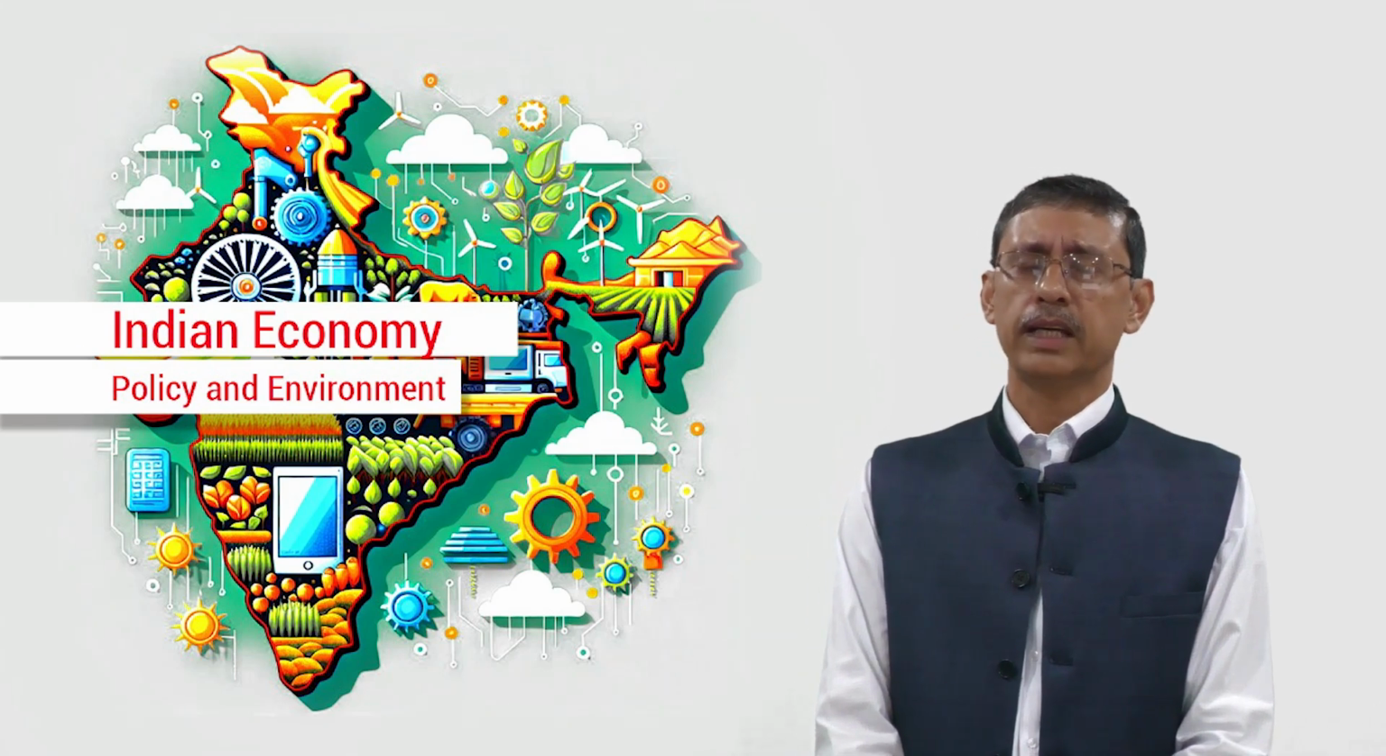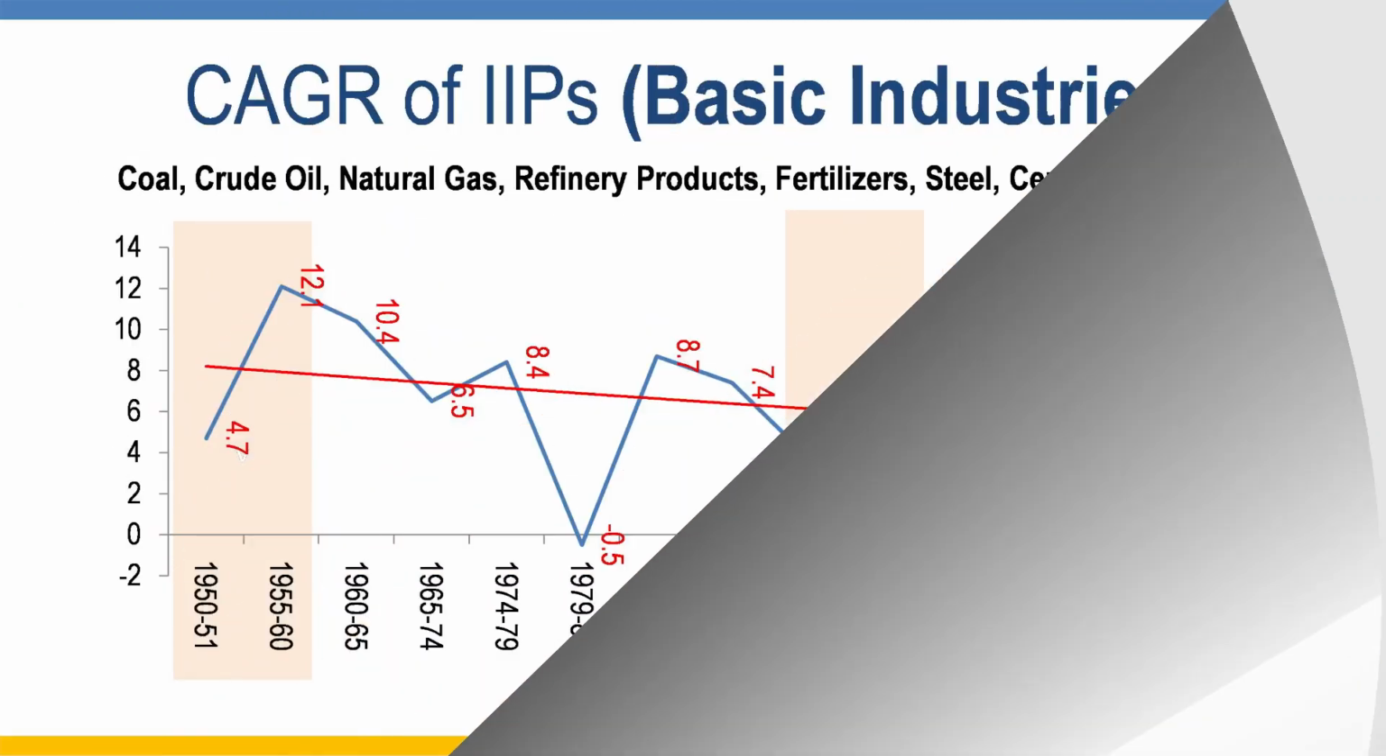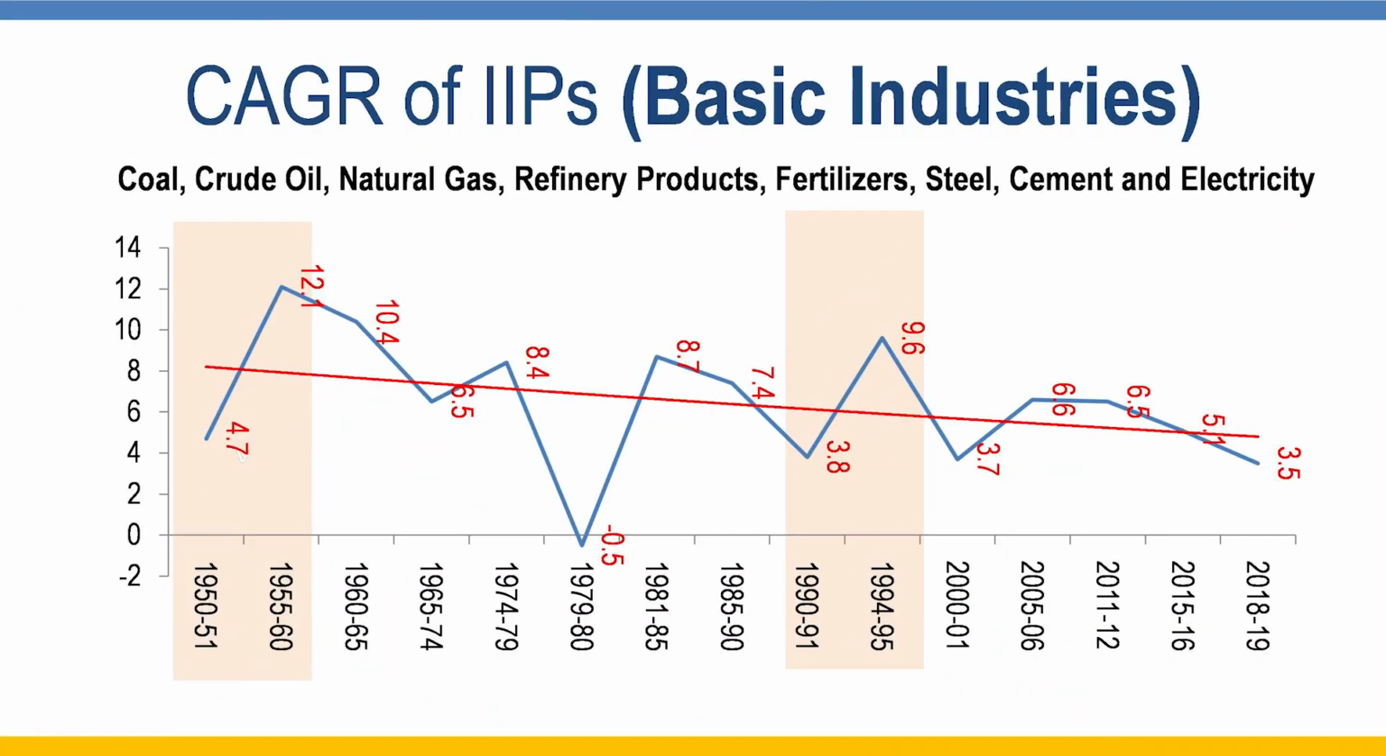Now, the industrial sector is composed of 3 major sets of industries, what we call basic industries. Now, basic industries include 8 very core industrial sectors in the country, which include coal, crude oil, natural gas, refinery products, fertilizers, steel, cement and electricity. And these basic industries have about 40% of the weight in the index of industrial production.